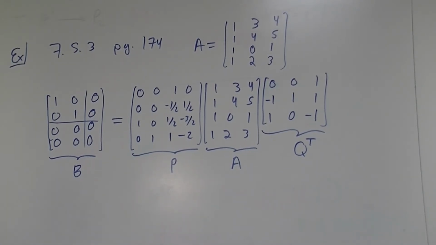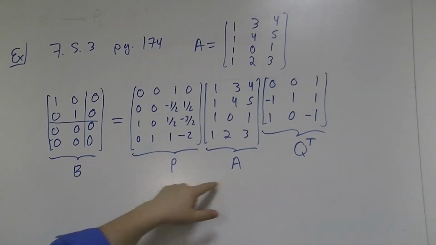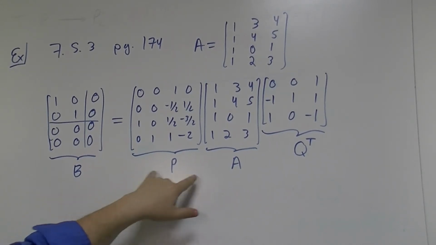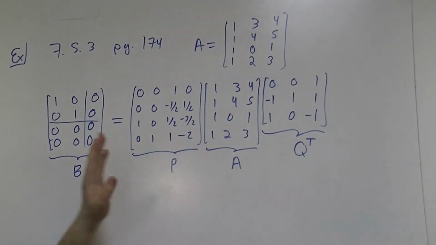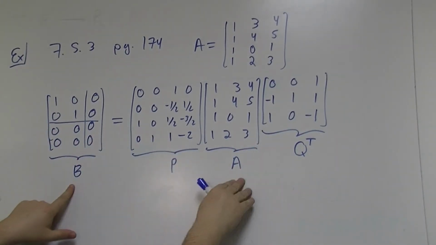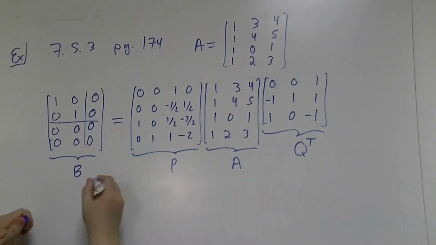Okay, so what this shows you, guys, is that the matrix B and the matrix A are matrix congruent, because I found an invertible matrix and another invertible matrix such that when you sandwich A between those, you get back to this. So this means that B and A are so-called matrix congruent.